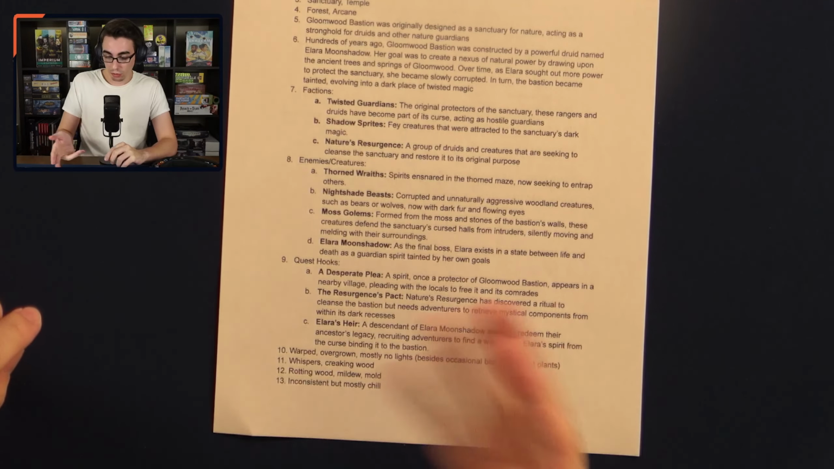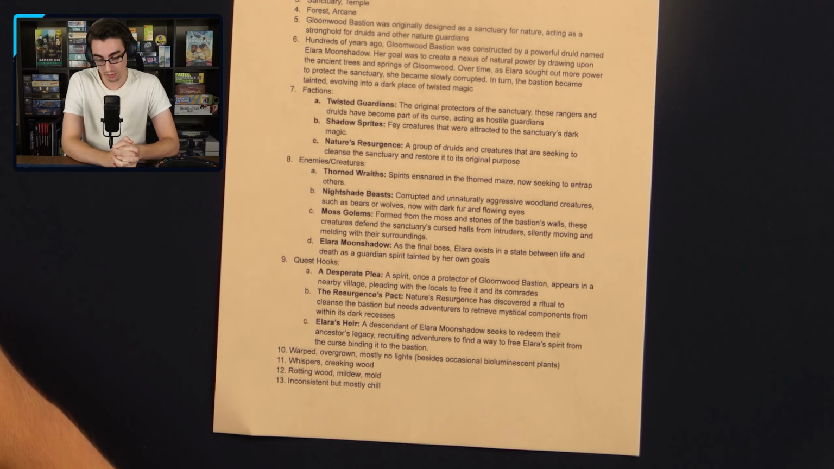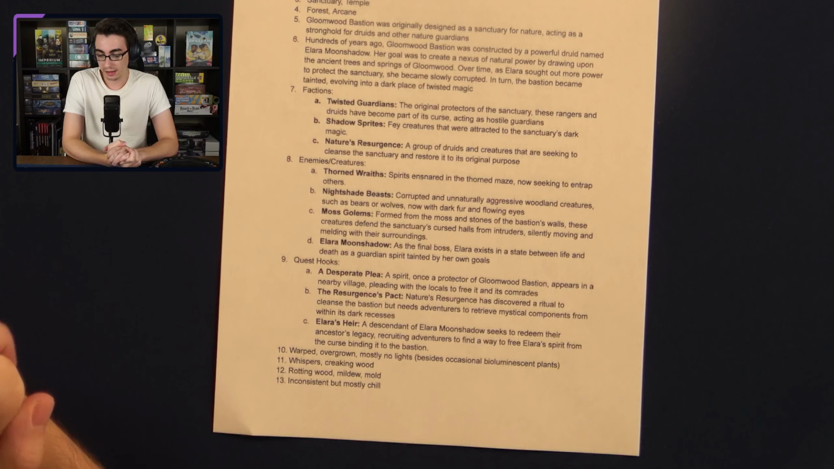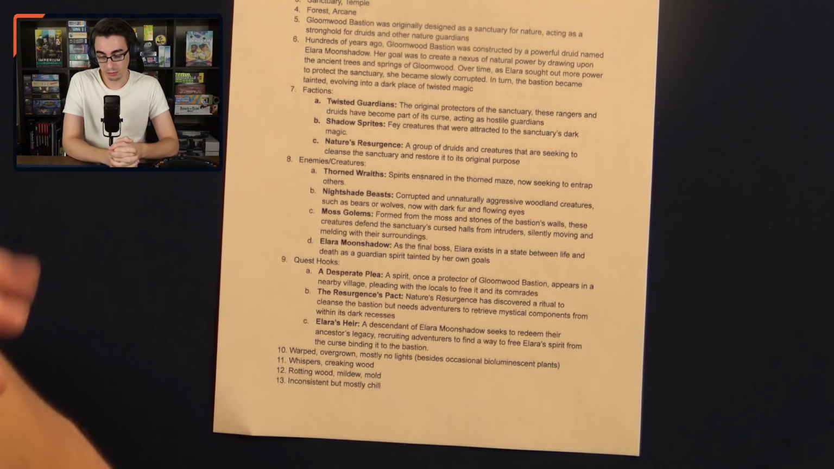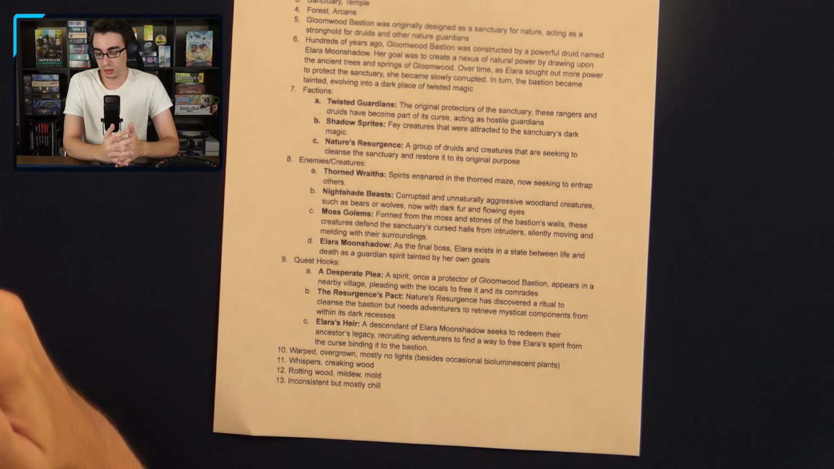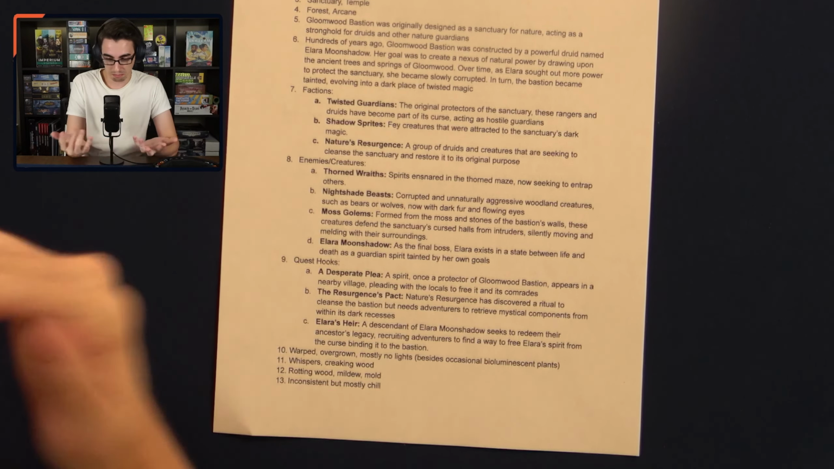As far as enemies and creatures you can find, you might find the Thorned Wraiths, which are spirits ensnared in the thorned maze, now seeking to entrap others. You have the Nightshade Beasts, which are corrupted and unnaturally aggressive woodland creatures, such as bears and wolves, that now have dark fur and glowing eyes. You have the Moss Golems, which were formed from moss and stones of the Bastion's walls. These creatures defend the sanctuary's cursed halls from intruders, silently moving and melding with their surroundings. And then finally, you have Alara Moonshadow. She's the final boss of this dungeon.